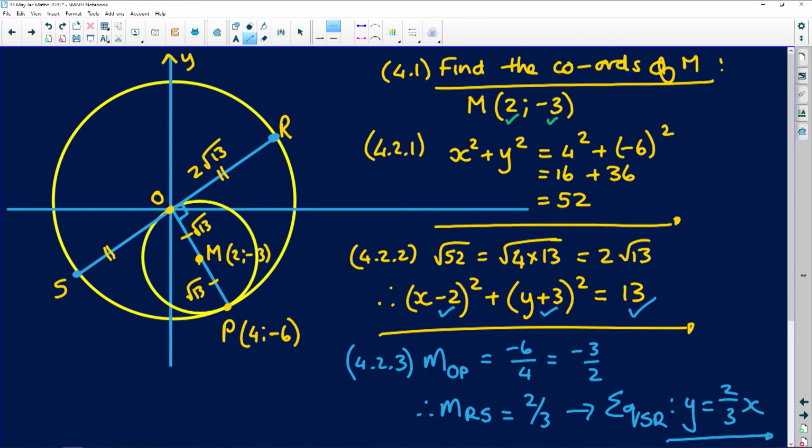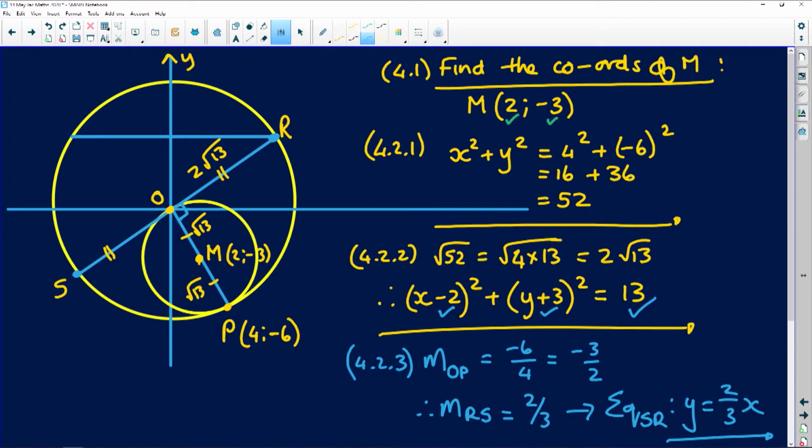Determine the length of the chord NR, where N is the reflection of R in the x-axis. Oopsie, let's see. R has a reflection in the x-axis, not in the y-axis. They say NR, N is the reflection in the y-axis. Sorry, my mistake. So there we go.